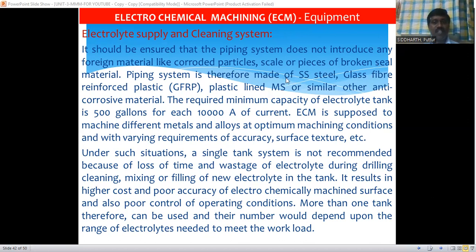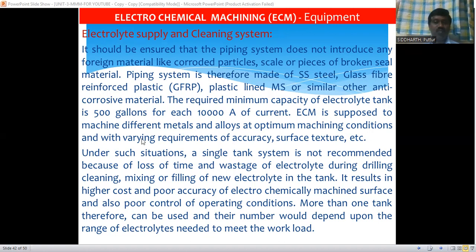So the piping system is therefore made of stainless steels or glass fiber reinforced plastics or plastic lined mild steel or similar other anti-corrosive materials, used to supply the electrolyte from the electrolyte chamber to the machining zone and to collect that electrolyte from the machining zone to the filtration chamber. The required minimum capacity of the electrolyte tank is 500 gallons for each 10,000 amps of current. So for this much current, this much electrolyte is required.